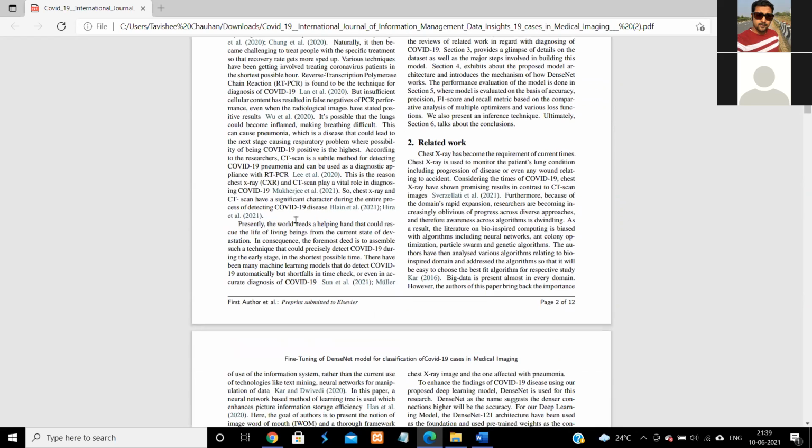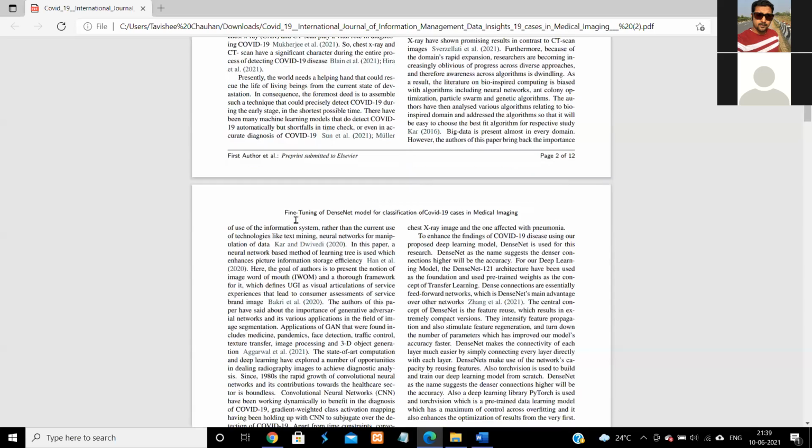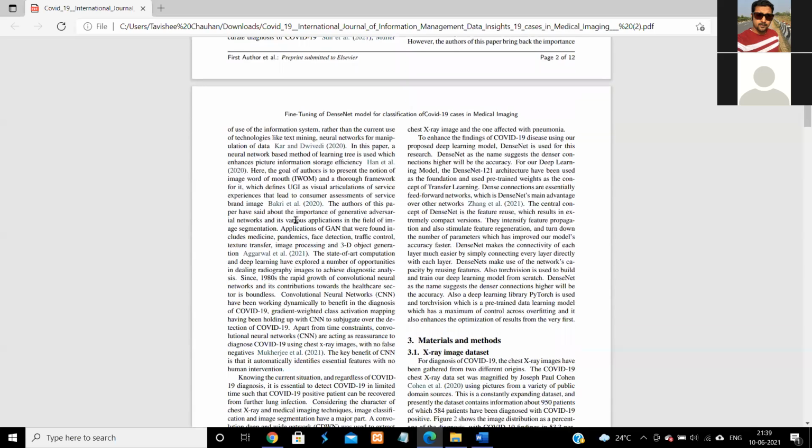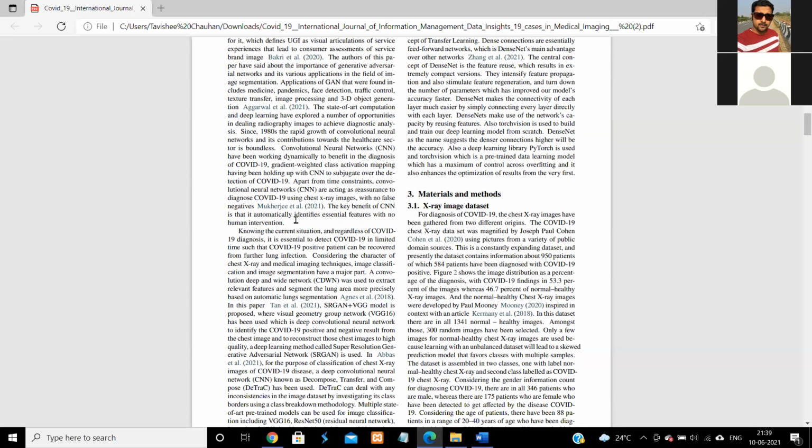What related work has been done by other authors on the same topic? We did a very keen analysis on that, which is important. Related work, or you can say literature survey also. It mentions all the techniques that have been covered by other authors and what results they got. So first we saw the introduction, then the literature survey.